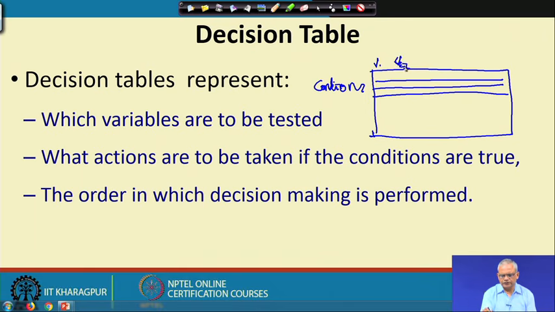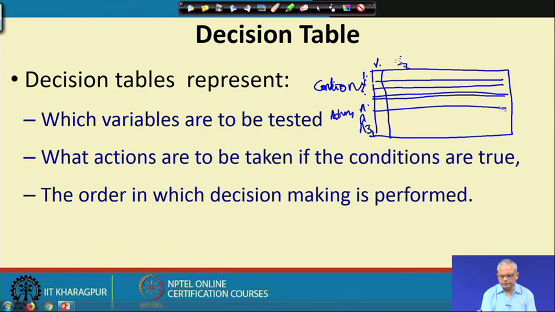Sorry. So, v 1, v 1, v 2, v 1, v 2 etcetera, and this set of combinations of the variable values v 1, v 2 etcetera, these define a condition, and the lower part of the table, these define the actions. So, actions can be a 1, a 2, a 3 etcetera.